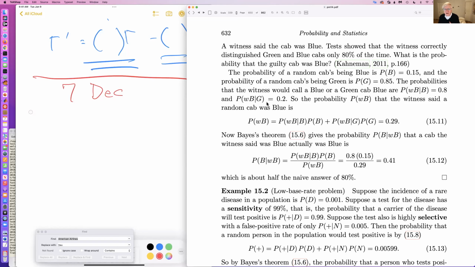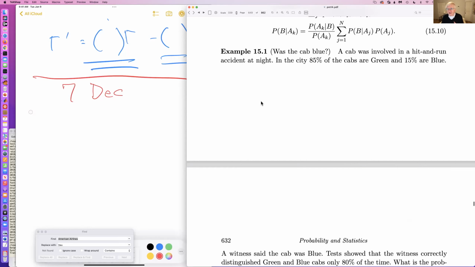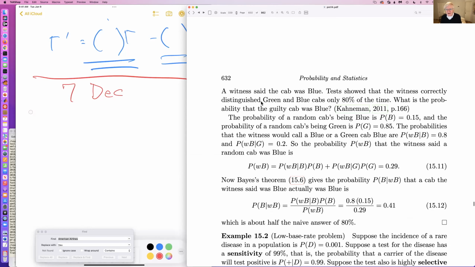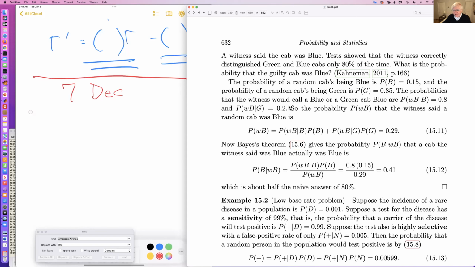because she'd call, or he'd call, I don't know why I thought it was a woman. Anyway, whoever it was, the probability that the witness would call it blue if it was green was 0.2, because the witness called the cabs correctly only 80% of the time. So he'd get a green cab wrong 20% of the time.